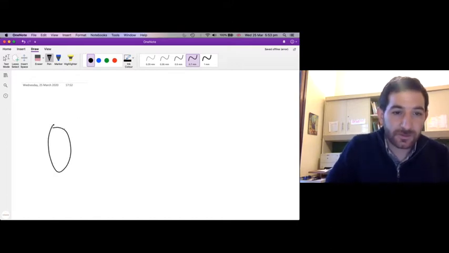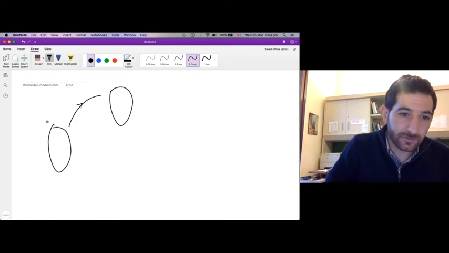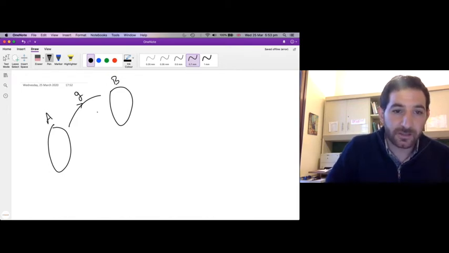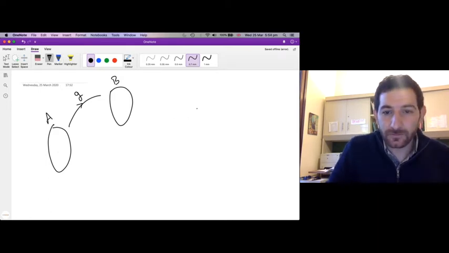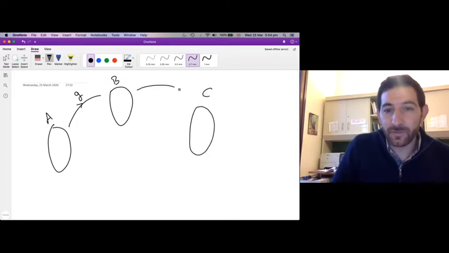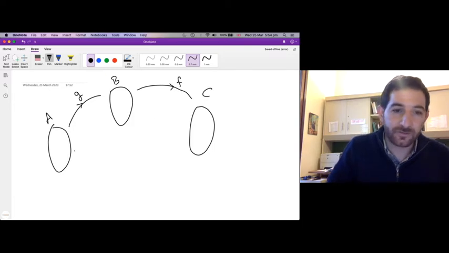Suppose we have a function g from A to B. Okay, so suppose this is the function g, whose domain is A and codomain is B. And suppose we have another function f from B to C. Okay, so this is the function f from B to C.